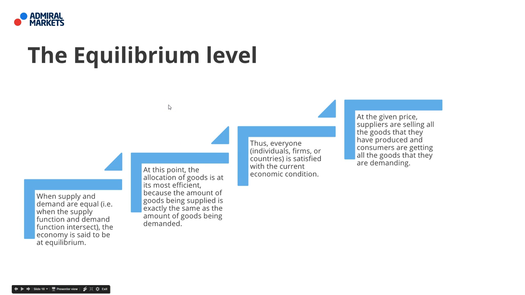Now, we know that price should gravitate to an equilibrium level. When supply and demand are equal, the economy is said to be at equilibrium. At this point, the allocation of goods is usually most efficient because the amount of goods being supplied is exactly the same as the amount of goods being demanded. So everyone, being individuals, firms, or countries, is satisfied with the current economic condition. At the given price, suppliers are selling all the goods that they have produced and consumers are getting all the goods that they are demanding. So that is the equilibrium level.